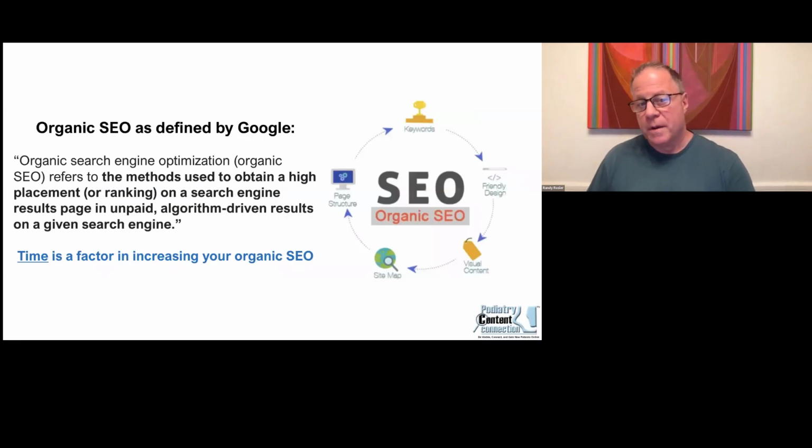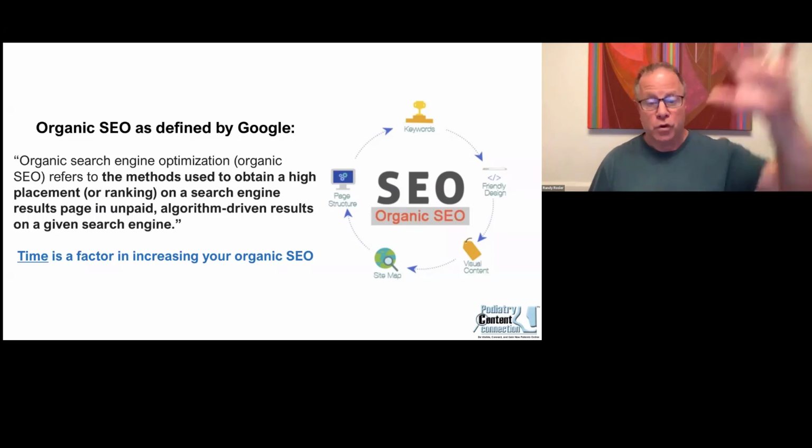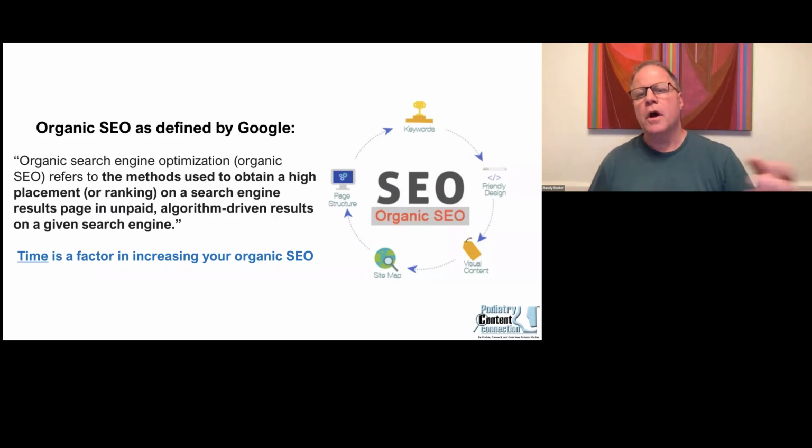Organic SEO, as defined by Google, is organic search engine optimization, which refers to methods used to obtain a high placement or ranking on a search engine results page in unpaid, algorithm-driven results on a given search engine. So, in this case, when you're fortunate enough to get good organic SEO, time is a factor in increasing your organic SEO.